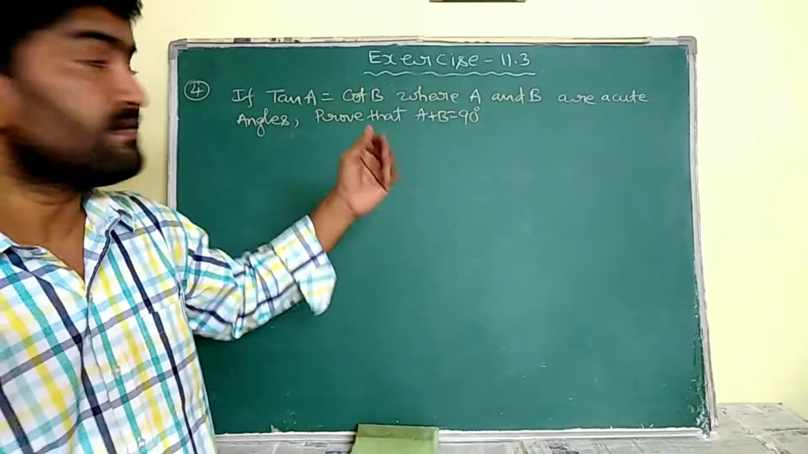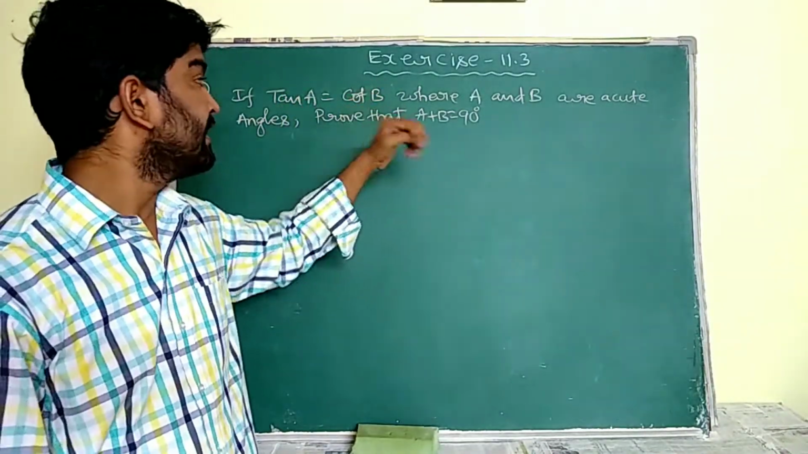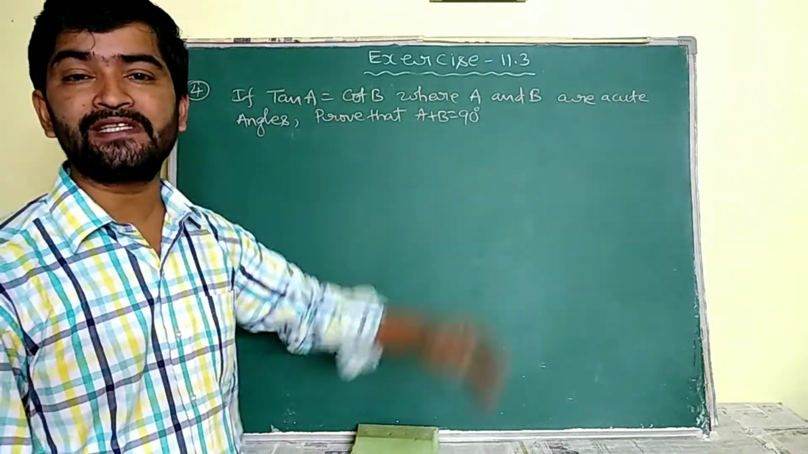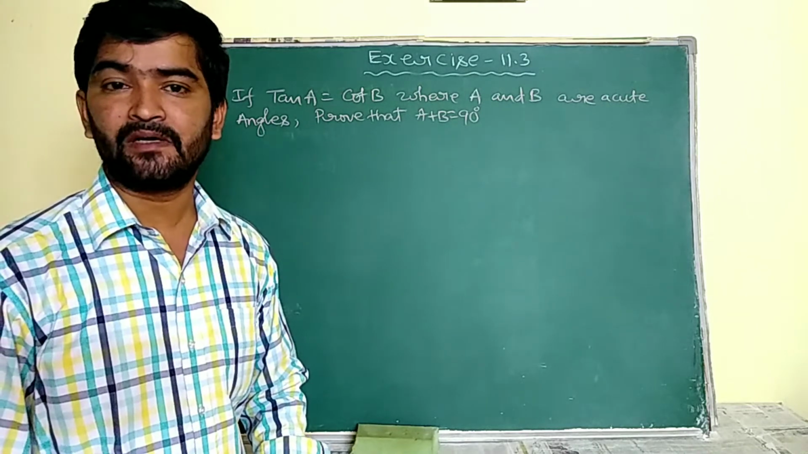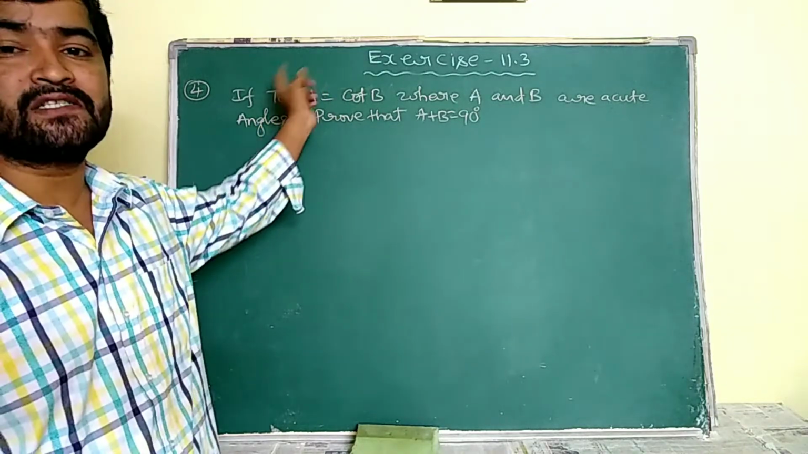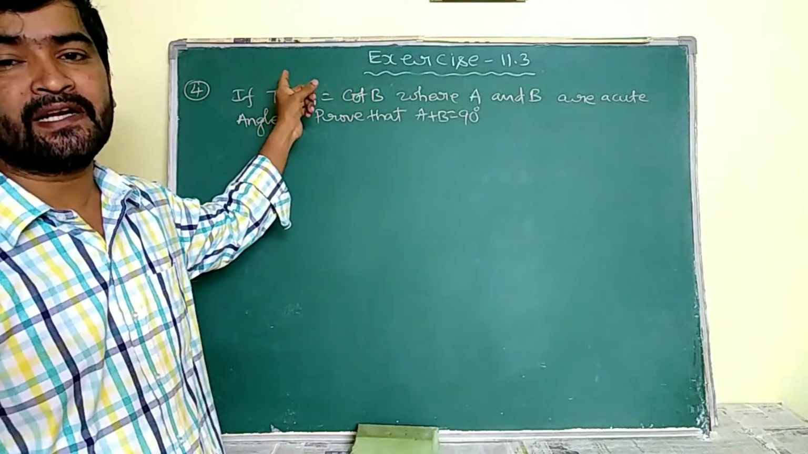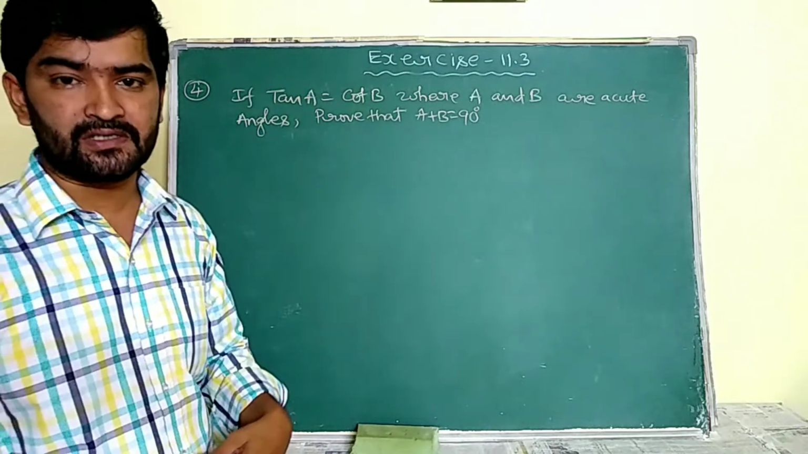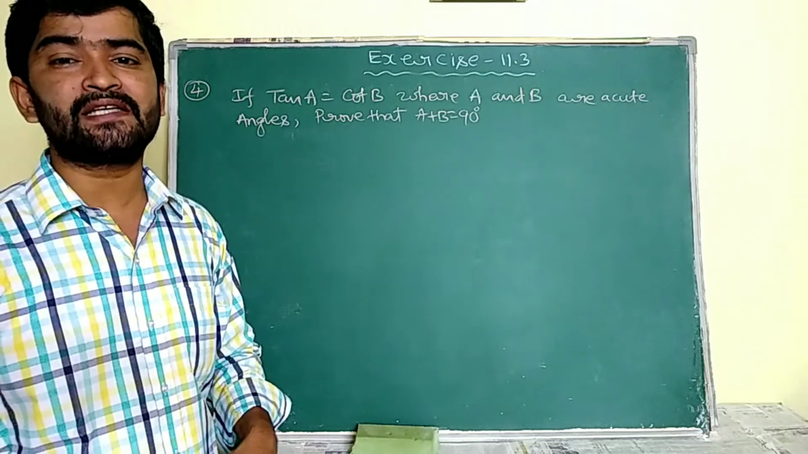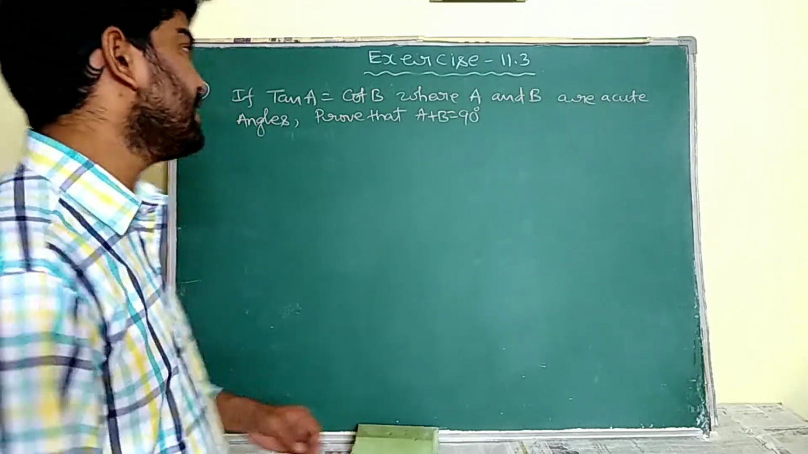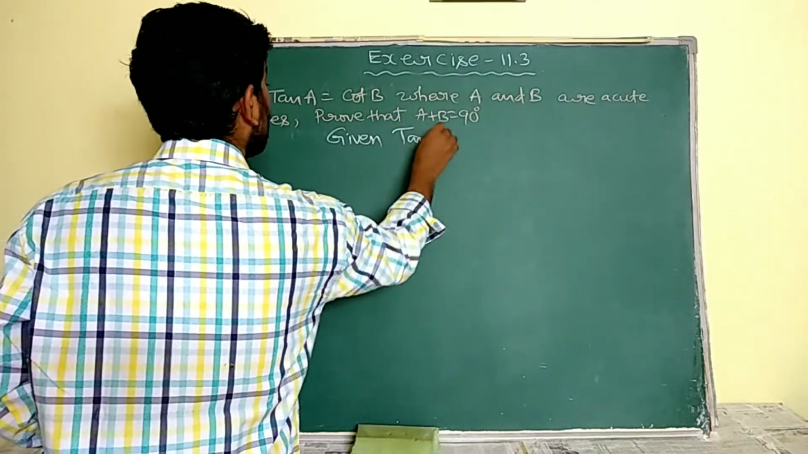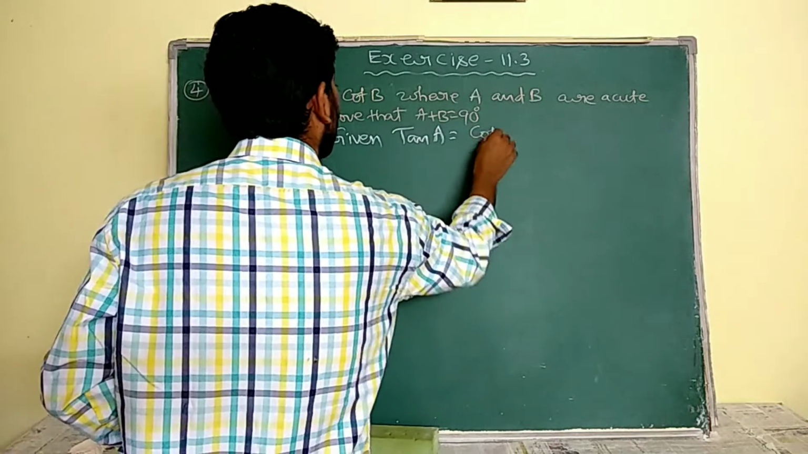See here in the fourth question, it is asking us: if tan A is equal to cot B, where A and B are acute angles, prove that A plus B is equal to 90 degrees. Okay, again we are going to follow the same rule. See, here on both sides of the equal sign one trigonometric ratio is tan, another trigonometric ratio is cot. Firstly, I have to change both trigonometric ratios into a single trigonometric ratio. Okay, for that firstly write the given, mark. Here the given value is tan A is equal to cot B.